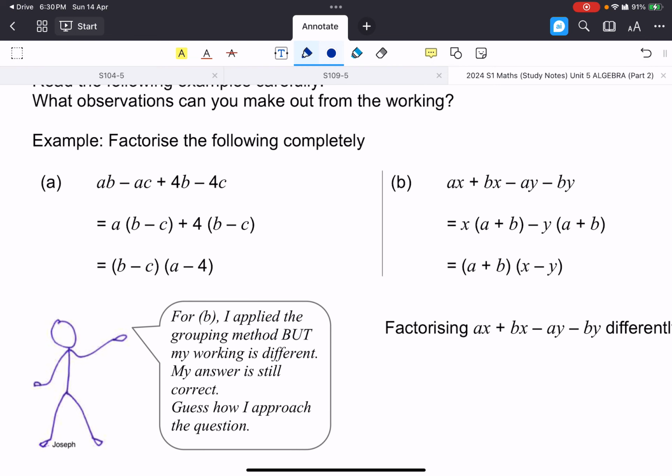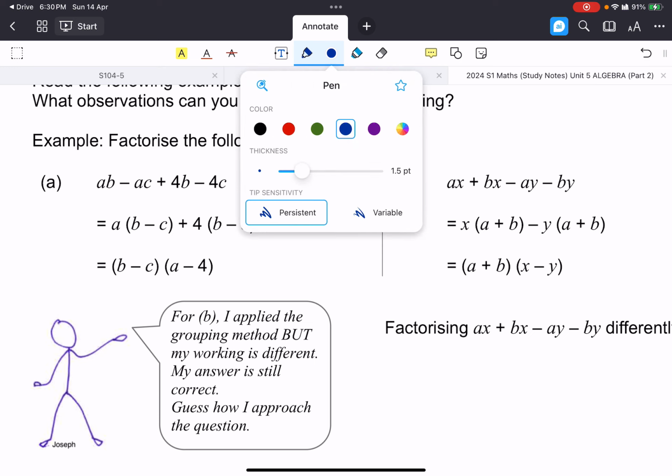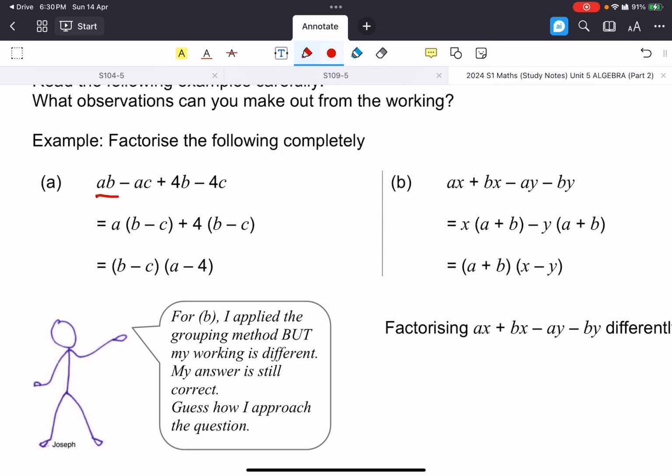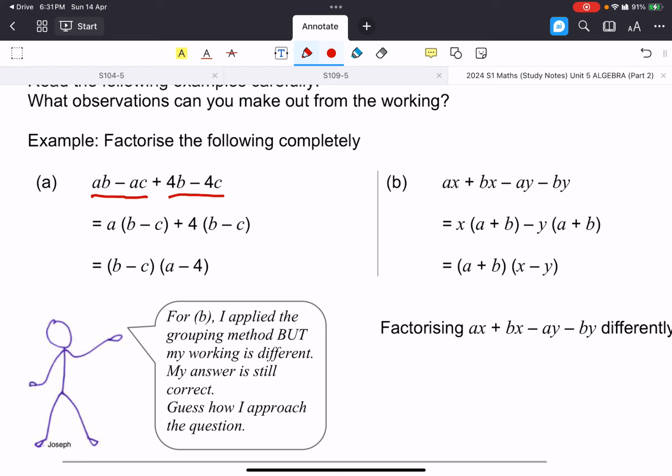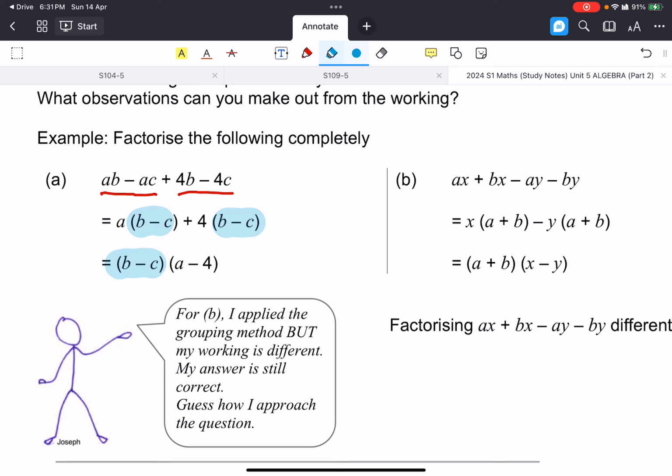Okay, on this side, let me change my pen color. We have AB minus AC. So I'm going to put them in one group, and we have 4B minus 4C over here in another group. When I extract out the A, I have B minus C in the bracket, right? And on the other group, when I extract out 4, I have B minus C in the bracket. So B minus C is now common, and I can extract it out and I will successfully factorize it.